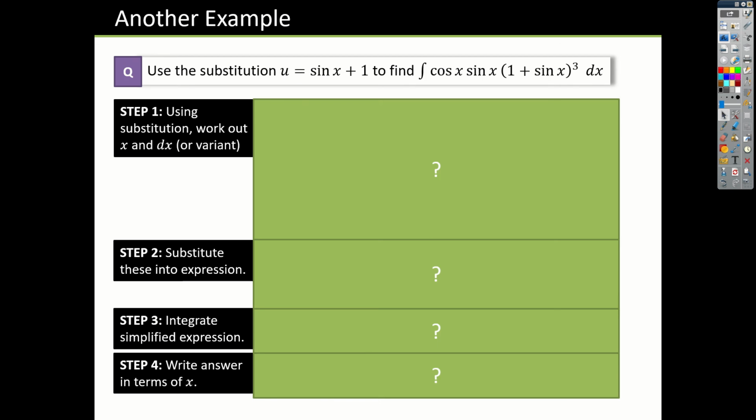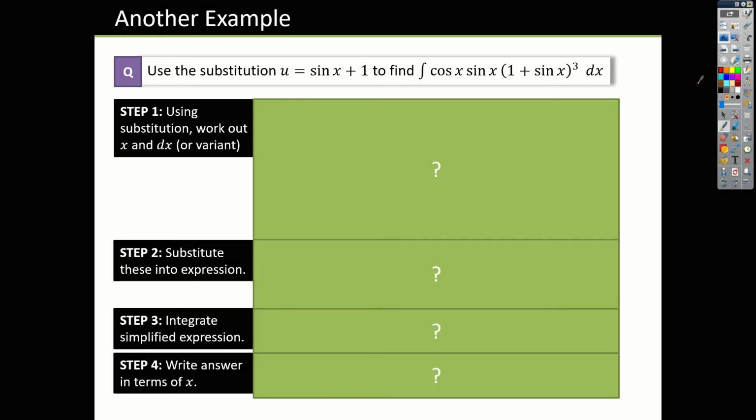Right, second example before you try some yourself. We're going to use u equals sine x plus 1 to integrate cos x times sine x times 1 plus sine x cubed dx. Okay, so it's the same steps as before. I'm going to try and get everything that I've got here in terms of u's, including dx. So I'm going to write out my u again.